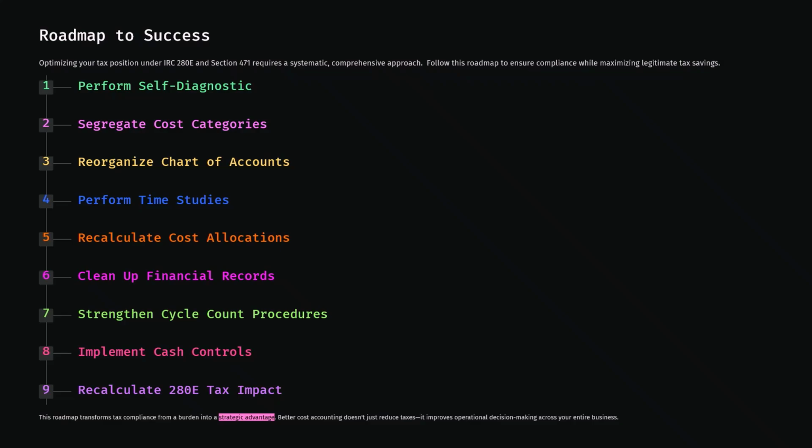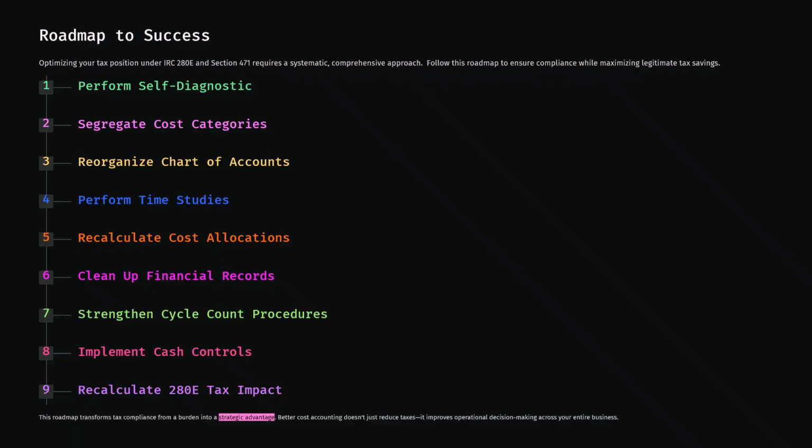Step five, recalculate and support cost allocations. You're likely underallocating or worse, over-allocating without backup. So run the numbers again, use reasonable allocation methods, and document everything. Step six, clean up your financial records. This is more than just reconciling your bank account. It means cleaning up old entries, removing miscellaneous dumping grounds, and making sure inventory balances, yields, and depreciation are actually accurate.